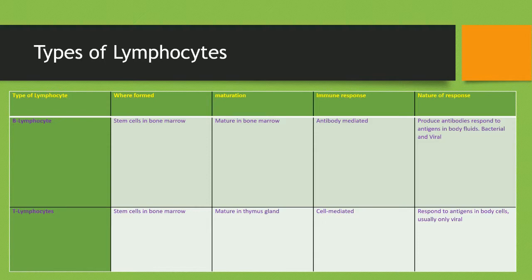B lymphocytes are formed from stem cells in the bone marrow, and they mature in the bone marrow also. The immune response is antibody-mediated, and the nature of the response is that they produce antibodies which respond to antigens in body fluids. They can be bacterial and viral.